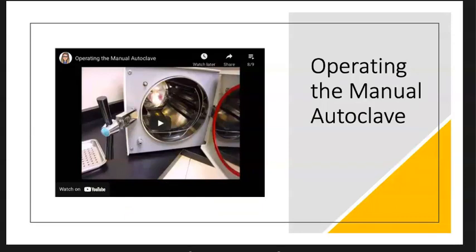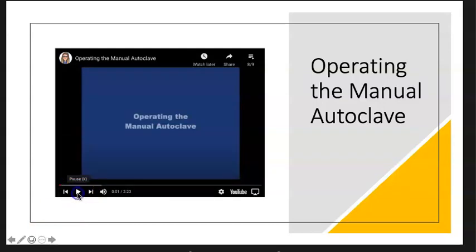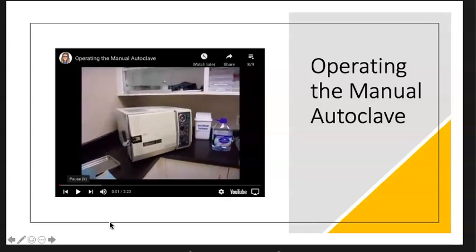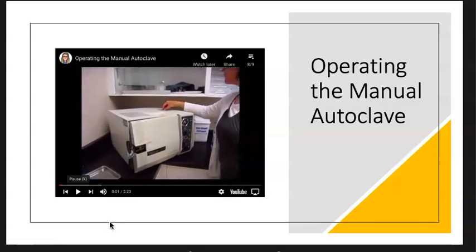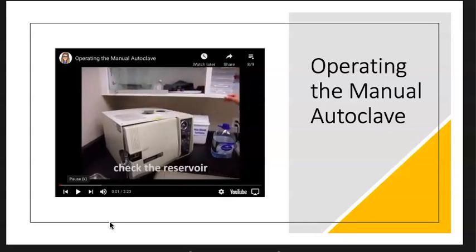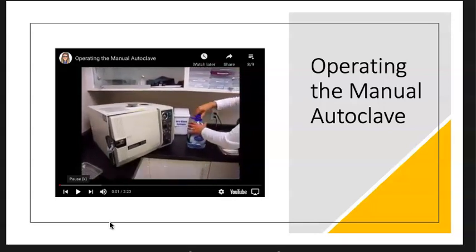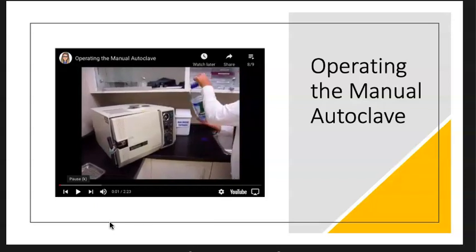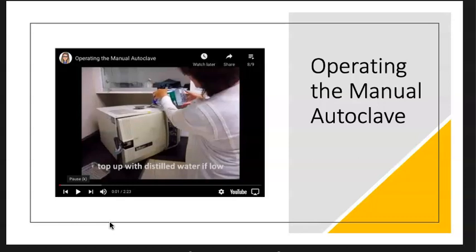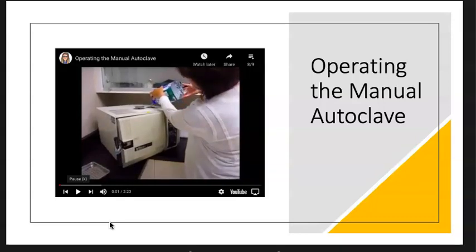This is how we operate our manual autoclave here at Seneca. This video has no voiceover, so I will talk you through it. This is one of our autoclaves at Seneca. This is Peggy. Peggy's looking inside the water reservoir to see if there's an adequate amount of water. She's determined that there is not an adequate amount of water, so she's adding some distilled water to this water port.